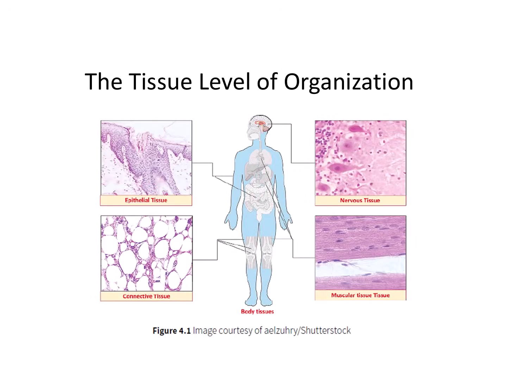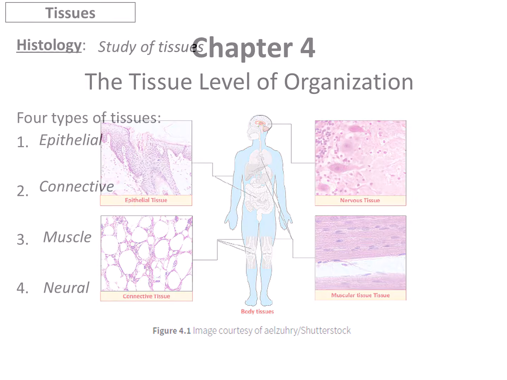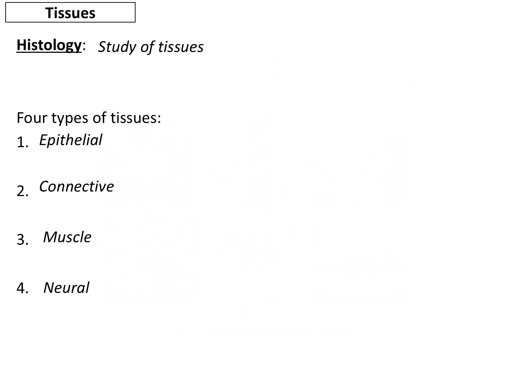So far, we have discussed the chemical level of organization and the cellular level of organization. Now we will discuss the tissue level of organization. We're going to talk about the different types of tissues in our bodies. Histology is a term that refers to the study of tissues. There are 4 types of tissues found in our bodies. There is epithelial, connective, muscle, and neural or nervous tissue.